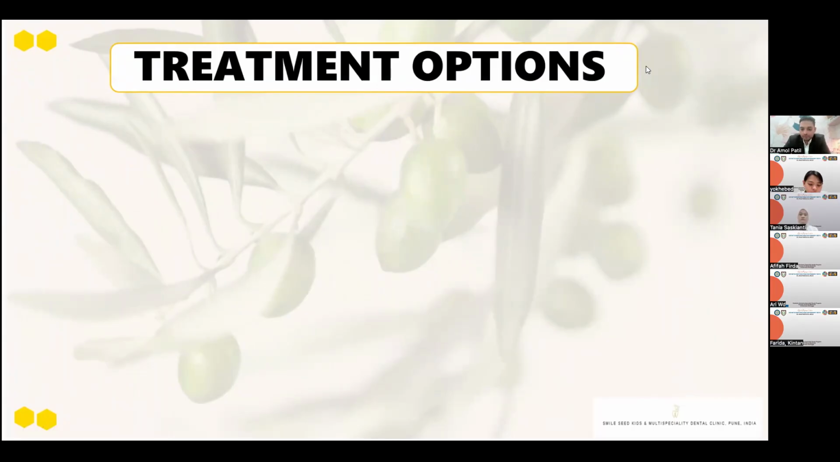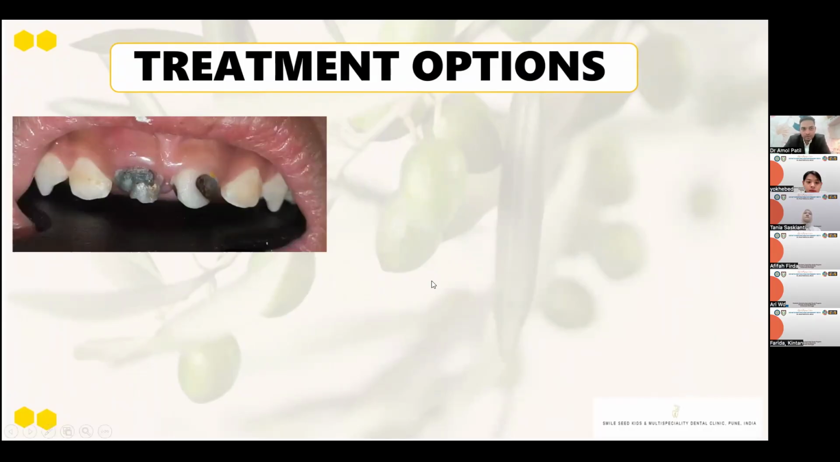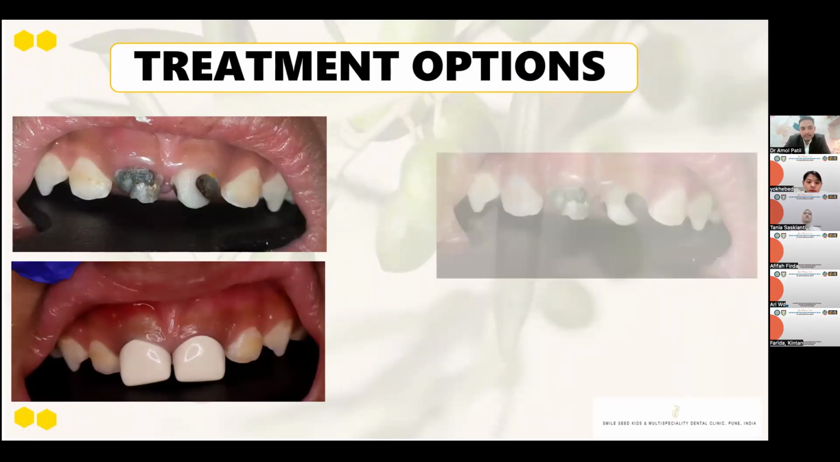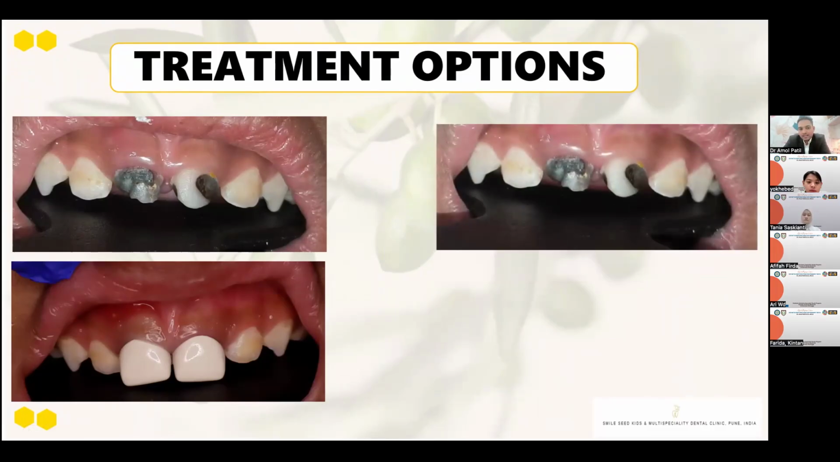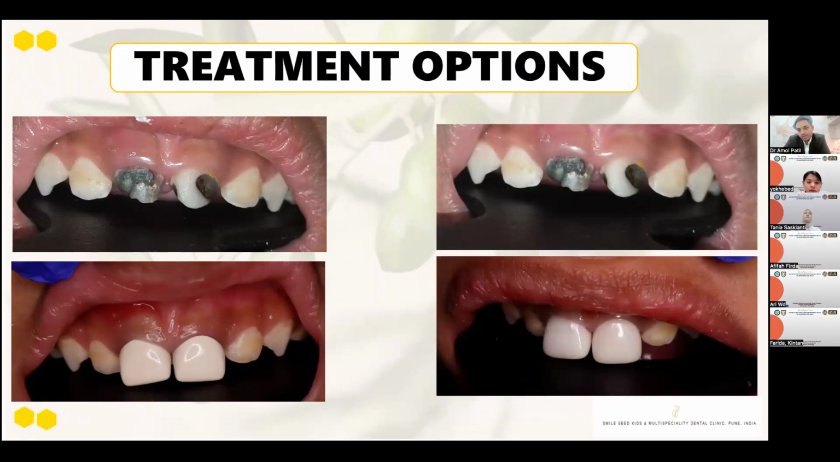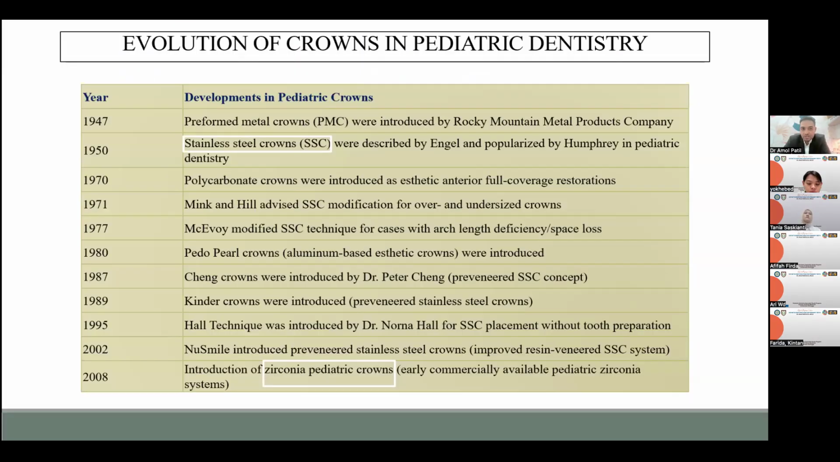So moving ahead with the treatment options. For example, if we have applied silver diamine fluoride to the patient, are we going to mask it with Bioflex crowns or with zirconia crowns? Which one should we opt for? That treatment decision will be based on different perspectives or options, and we are going to talk about that. So first we'll talk about the evolution of the crowns.